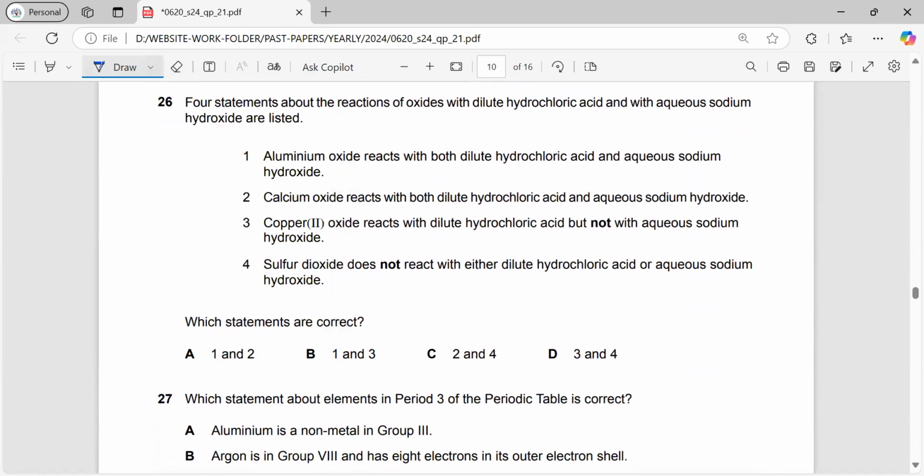Number 26. 4 statements about the reactions of oxides with dilute hydrochloric acid and sodium hydroxide are listed. Which statements are correct? Let's read the statements one by one. Number 1, aluminium oxide, which is Al2O3, reacts with dilute hydrochloric acid and aqueous sodium hydroxide. Means aluminium oxide reacts with acid as well as reacts with an alkali. It's correct because aluminium oxide is amphoteric.